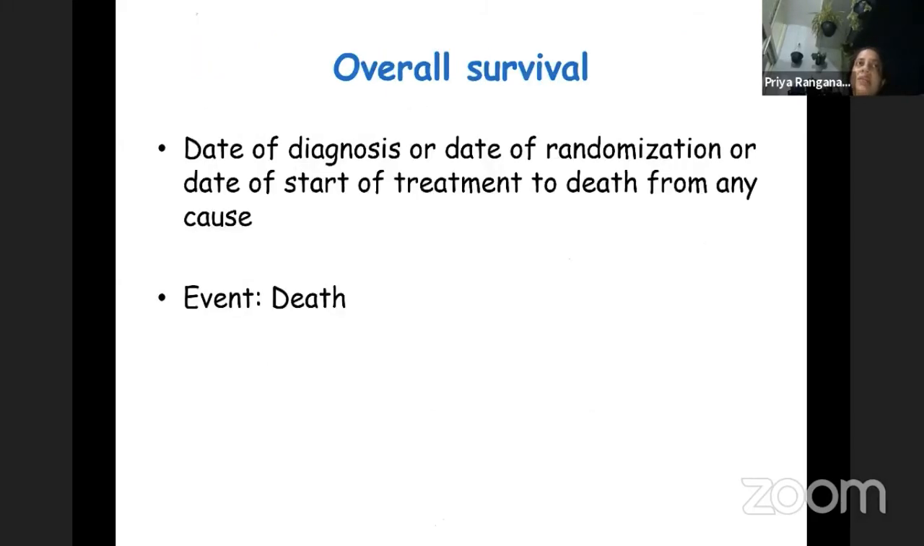So overall survival is defined as the date of diagnosis or the date of randomization or the date of start of treatment to death from any cause. Okay, it's all cause mortality. We already spoke about how it's impossible to get cancer specific mortality, and therefore for the purpose of convenience we take all cause mortality, which is overall survival. So here your event of interest is death.